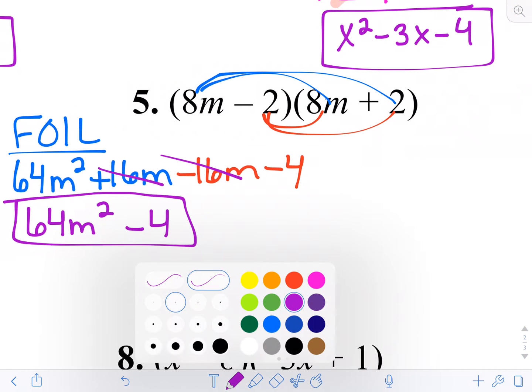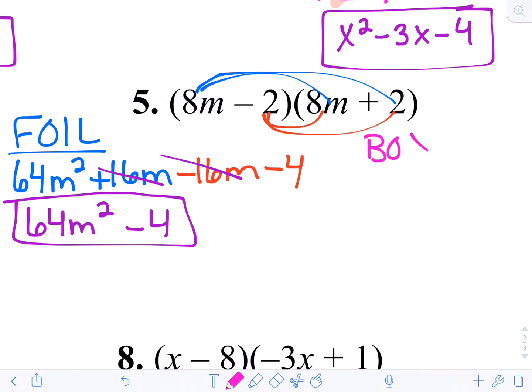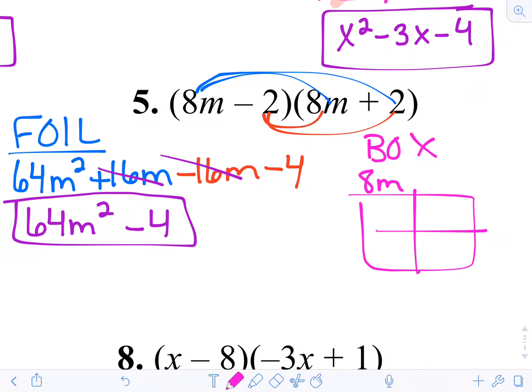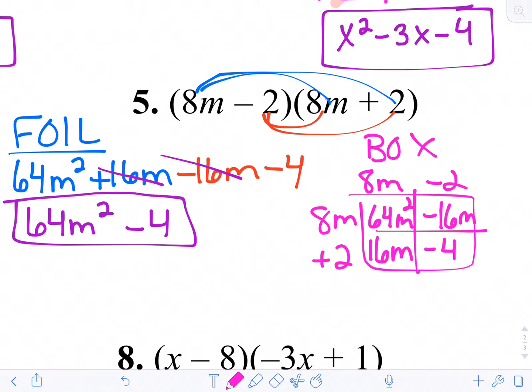And then again, I'm going to do the box method. And so for the box method, for those of you who prefer the box, you have 8m minus 2, 8m plus 2. And again, same thing. 8 times 8 is 64. M times m is m squared. 8 times negative 2 is negative 16 with an m. 2 times 8 is 16, and you have your m. 2 times negative 2 is a negative 4. And again, these right here cancel out because you have positive 16 and negative 16. That's your 0 pair. So all you have left is 64m squared minus 4.